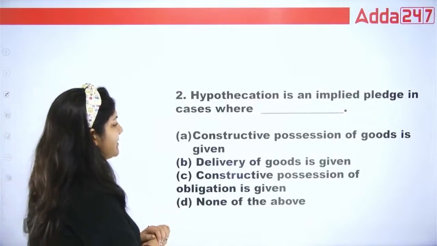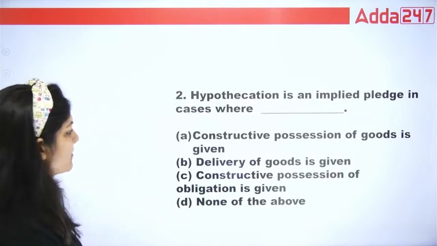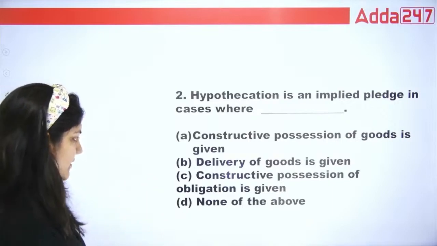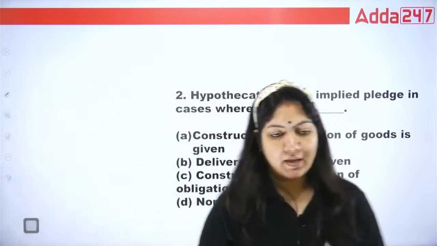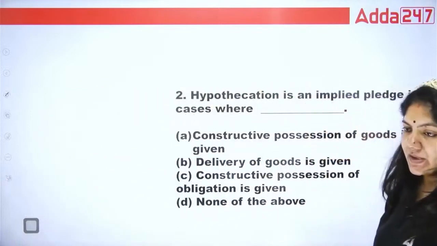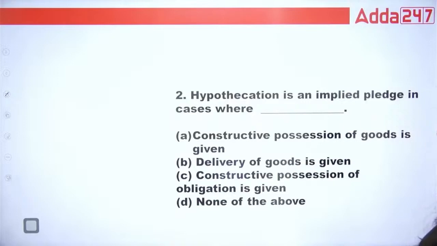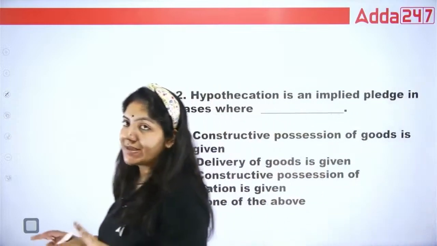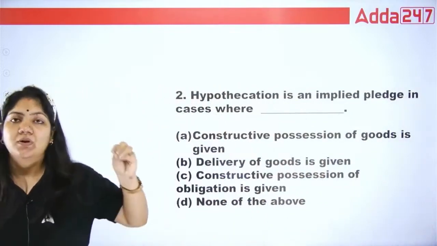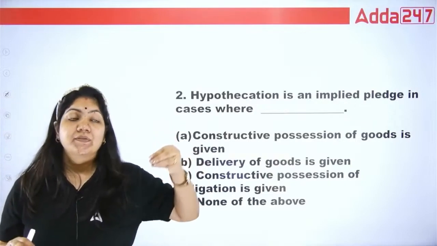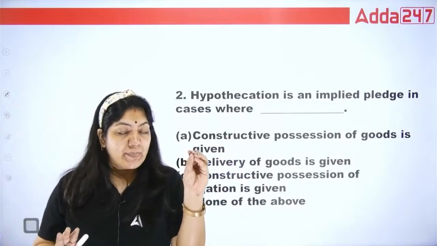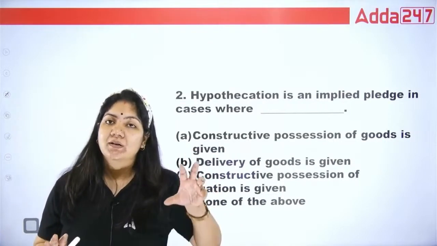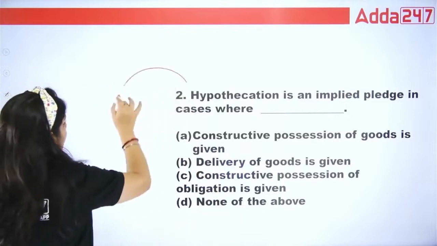Hypothecation is the implied pledge in the cases where constructive possession of goods is given, delivery of goods is given, constructive possession of obligation is given, or none of the above. What is the right answer? Again, I am saying hypothecation is not a pledge, because in the pledge we are delivering the goods as security, but in hypothecation we are not giving possession. I am giving an example of hypothecation.